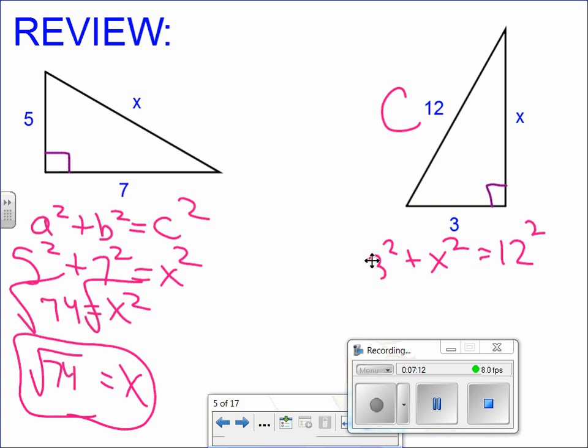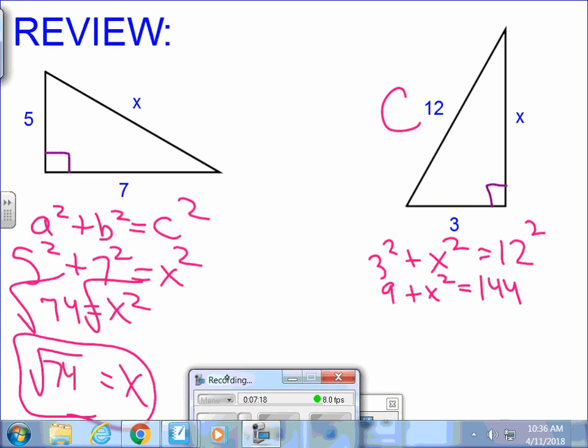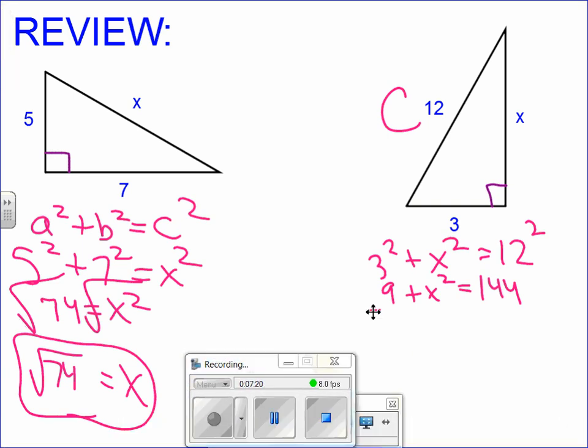3 squared is 9. And 12 squared is 144. How do you move the 9 over? Good! So I had somebody tell me divide last period. Subtract is correct. So that gives us 135, and then square root.